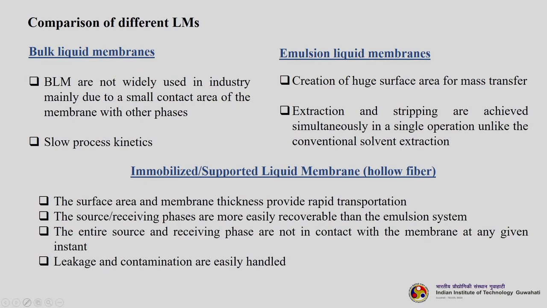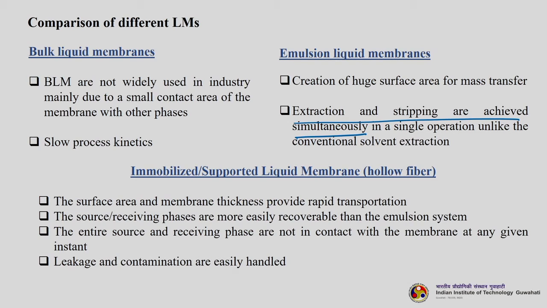So, let us now understand the comparison between the three different types of liquid membranes: bulk, emulsion and immobilized. Bulk liquid membranes are not widely used in industry mainly due to the small contact area of the membrane with other phases and very slow process kinetics. In emulsion liquid membrane, there is huge surface area creation for mass transfer. This is the biggest advantage of emulsion liquid membrane, and extraction and stripping are achieved simultaneously. In a single step, both extraction and stripping are going on, in a single operation like the conventional solvent extraction.